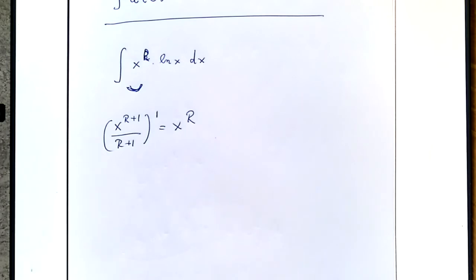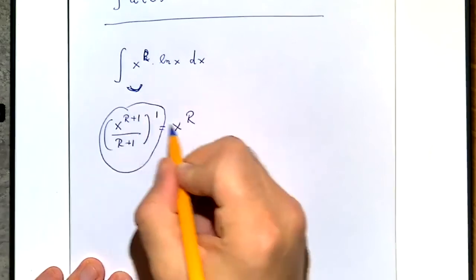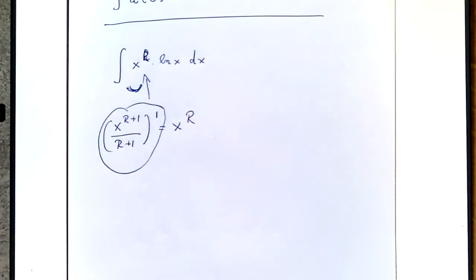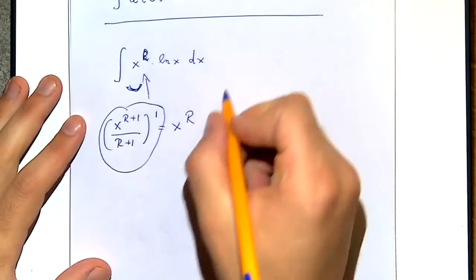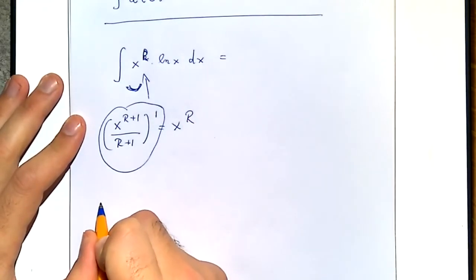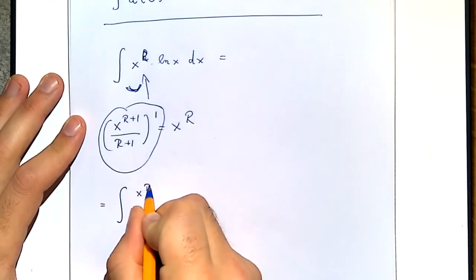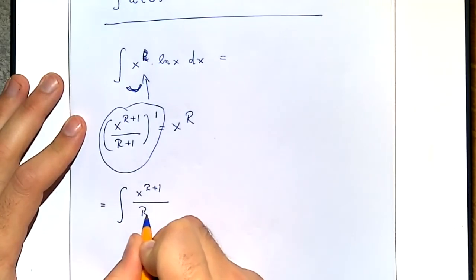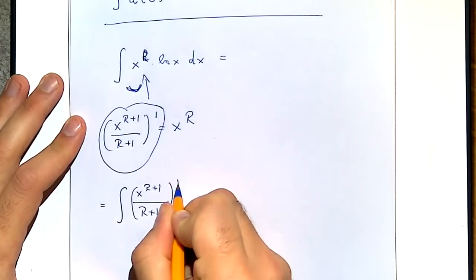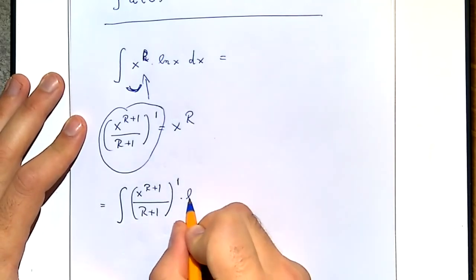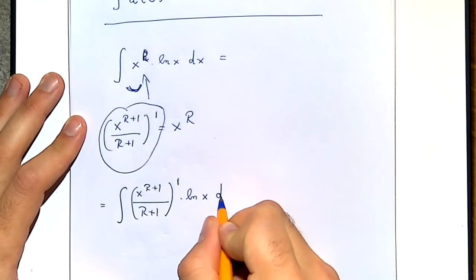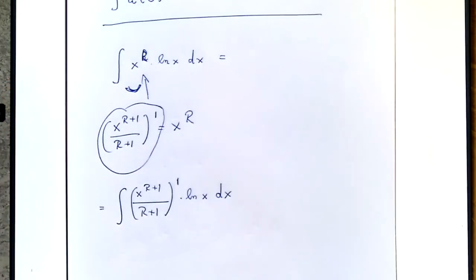How about I just replace it? Just replace with this here. So my integral is equal to the derivative of x^(r+1)/(r+1), multiplied by log of x dx. Everyone follow me on this, okay? I just replaced my x^r with its antiderivative.